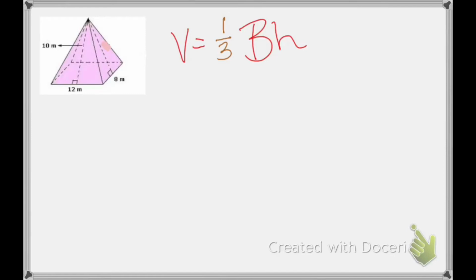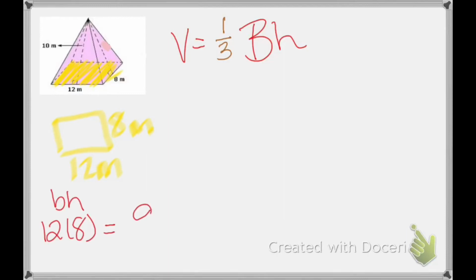So let's start looking at this one. I noticed that the base of this is the bottom, which is right here, and that is a rectangle. So my rectangle is 12 meters long and 8 meters wide. And to find the area of a rectangle, I know that I have to do base times height. So that means that we're going to be doing 12 times 8. 96. Now that's for the area of our base.